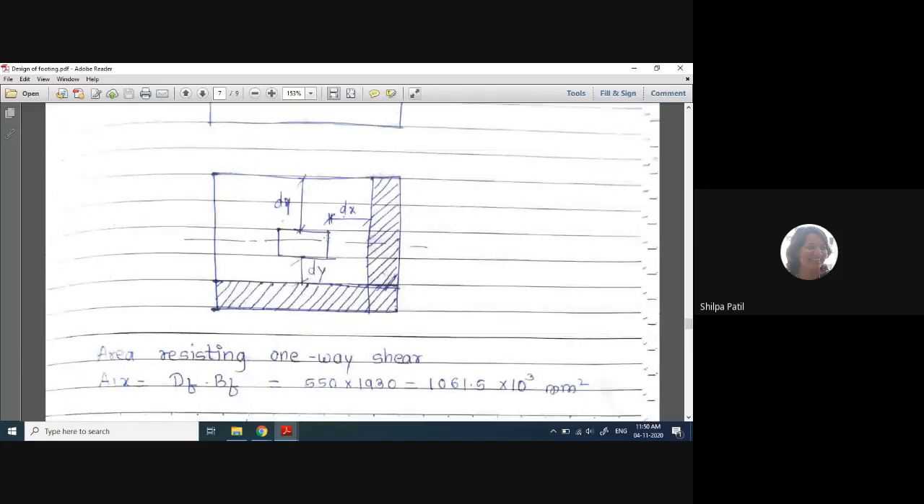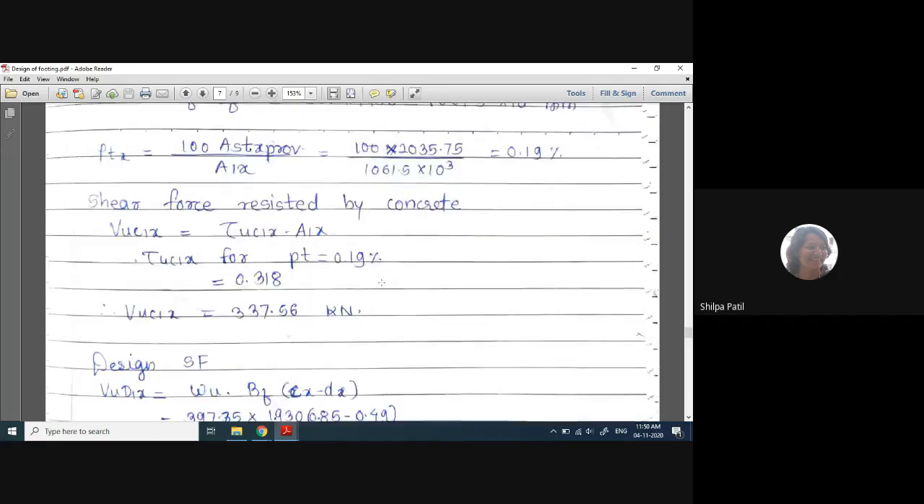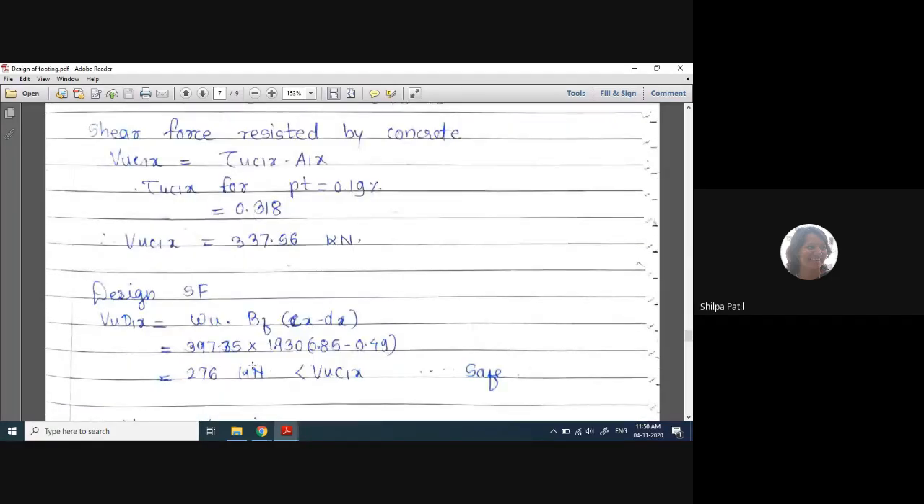This is the total distance from the face of the column up to this edge: Cx minus this dx. It will give me this length, multiplied by bf, it will give me this entire area. So along the x-axis, this is the strip on which the one-way shear is acting. This area is to be considered. So that area is calculated like this, and the value of VUD, the design one-way shear, is coming as 276 kilonewton, which is less than the shear capacity of the concrete under one-way shear. So this is again safe.